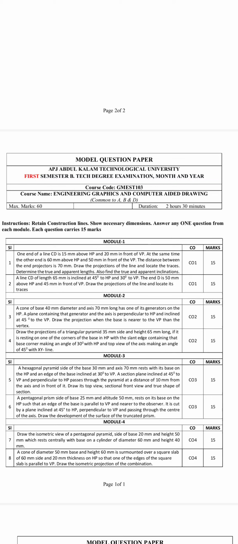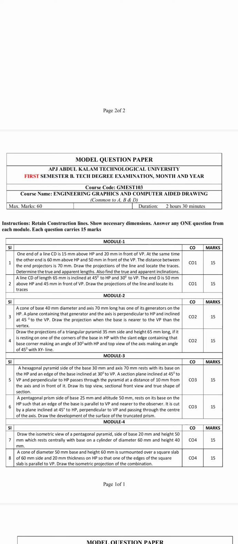Then second module. A cone of base 40 mm diameter and axis 70 mm long has one of its generators on the HP. A plane containing that generator and the axis is perpendicular to HP and inclined at 45 degree to the VP. Draw the projections when the base is nearer to the VP than the vertex. First question.